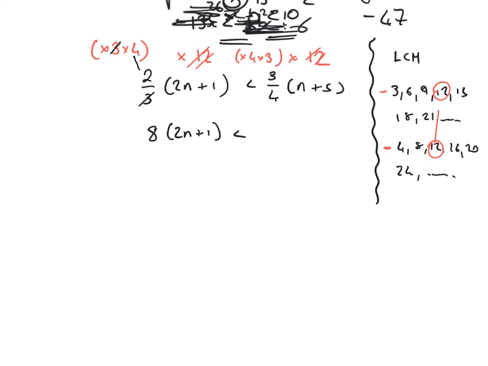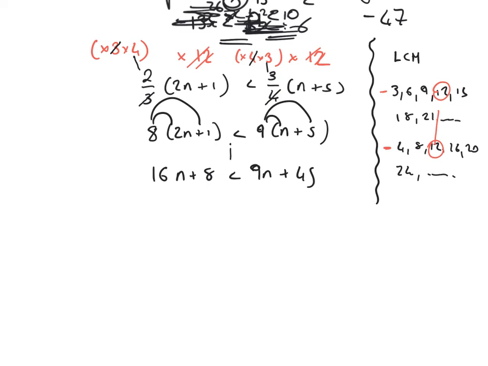So if we multiply through by 12 by multiplying through by 4 and then multiplying through by 3, well, multiplying through by 4 cancels them out, and then I'll multiply through by 3 to give me 9. 9 bracket n plus 5. Okay, so I've now eliminated the fractions. 16n plus 8 is less than 9n plus 45.